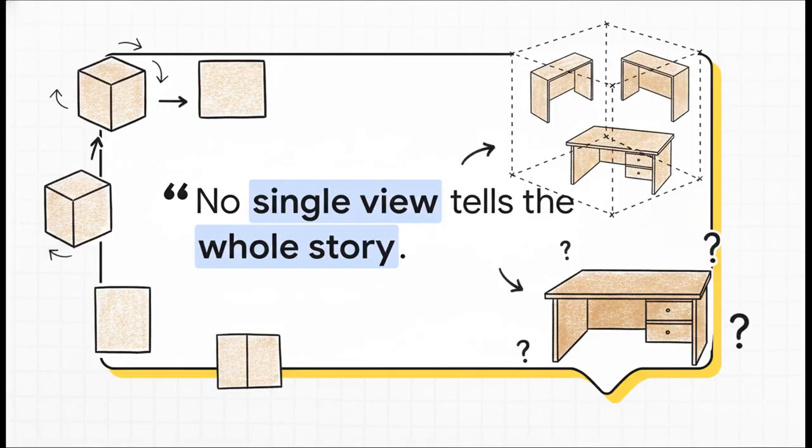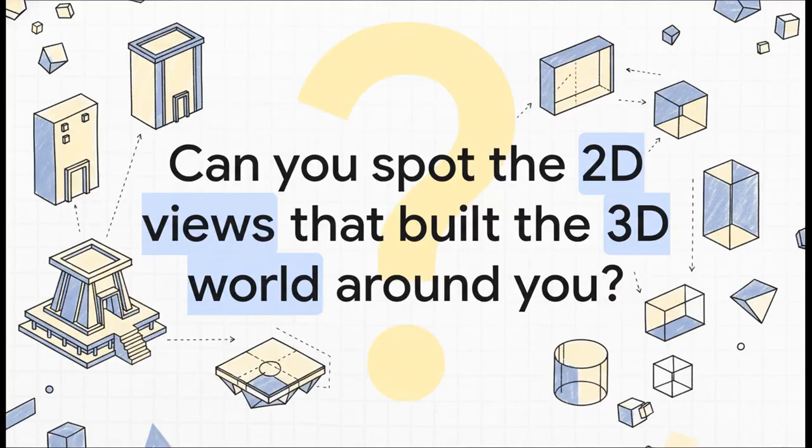And that brings us right back to our gaming desk problem from the beginning. Here's the most important takeaway from all of this. No single view ever tells the whole story. That picture of the desk online, it wasn't lying to you. It was just incomplete. The only way to get a true picture of a 3D object is by putting multiple 2D views together.